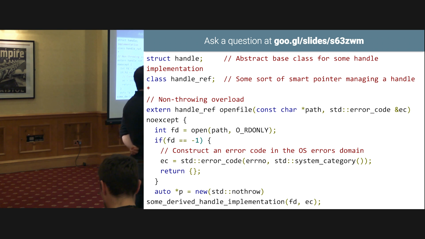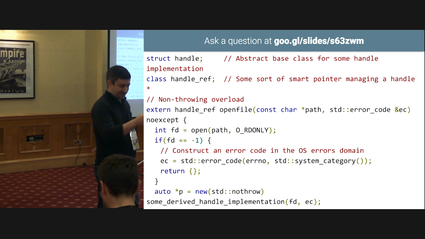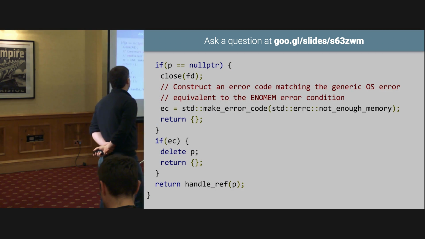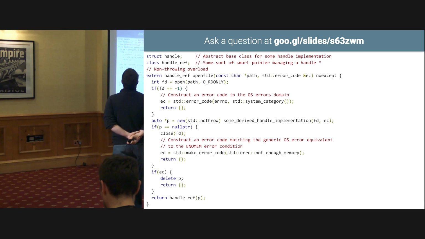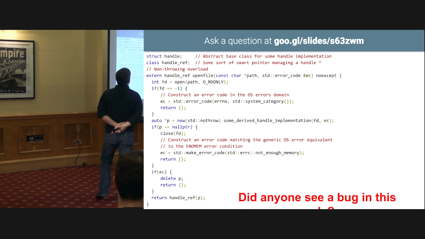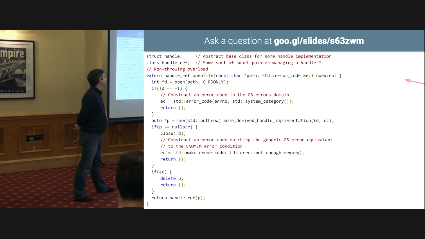The funny thing is, it's so easy to forget to go and do this. I wrote this code out, and I've been doing this for years, and I forgot to put EC clear at the front of the thing. And this is kind of important. Come on, where are you? Yes, anyone see a bug in this code?